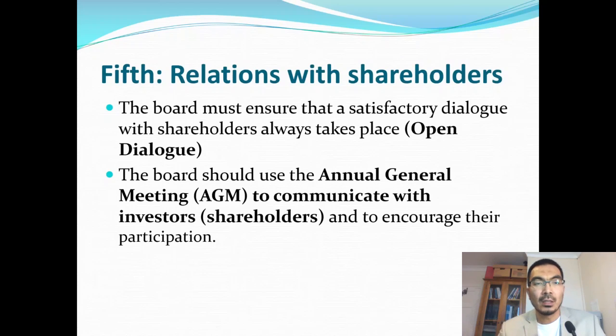The fifth one is relations with shareholders. The board must ensure that satisfactory dialogue with the shareholders always takes place, in an open dialogue and maybe at annual general meetings. The board should use the annual general meetings to communicate with investors and to encourage their participation.